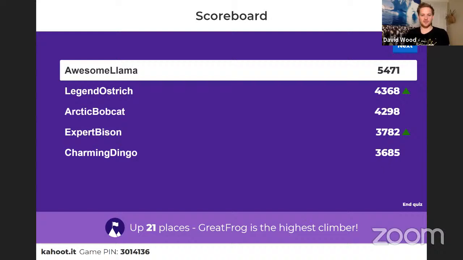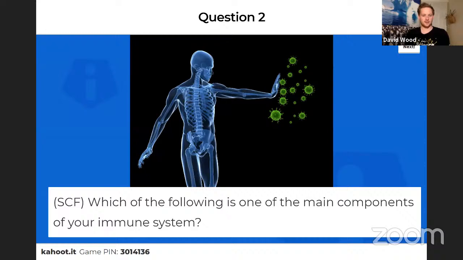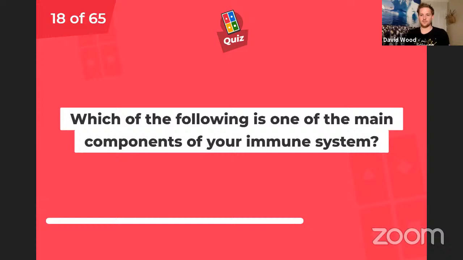Question two of round two. This is a science communication fellow submitted question, so it's going to be worth double points. That's right, double points. So listen up for this one. Which of the following is one of the main components of your immune system? So which of these organs is one of the main components of the immune system?